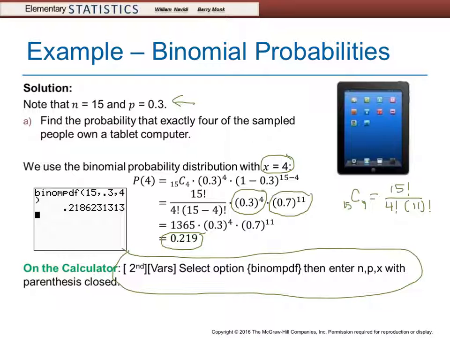Now in our calculator, we can utilize something called second vars. If we hit the second vars key on our calculator, we go down to the option Binomial PDF. And then in parentheses, we put in 15 for the number of trials, then the probability of success, then what x is, the number of successes, 4, and we hit enter, and we get the following number. Pretty easy to do it that way.